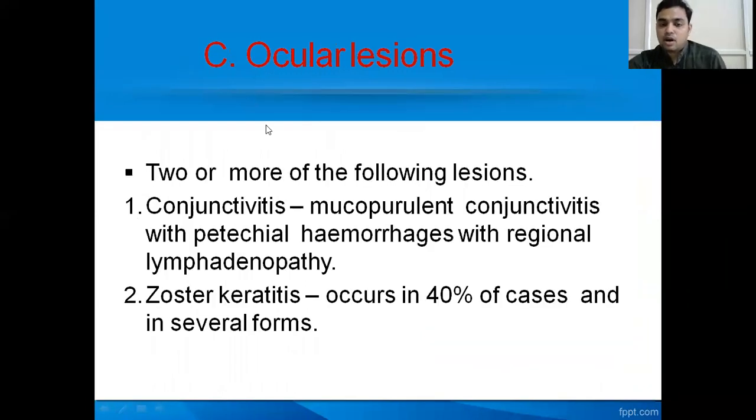And what are the characteristic ocular lesions we see in the acute phase? If the conjunctiva is involved, we see mucopurulent conjunctivitis with petechial hemorrhages, and it is associated with regional lymphadenopathy. So what are the characteristic features we see in herpes simplex virus? If the conjunctiva is affected, there we see acute follicular conjunctivitis. Here we see mucopurulent conjunctivitis with petechial hemorrhages. In the eye, first the conjunctiva is involved, and it manifests as mucopurulent conjunctivitis in case of herpes zoster virus. And in 40% of the cases, the cornea is involved.